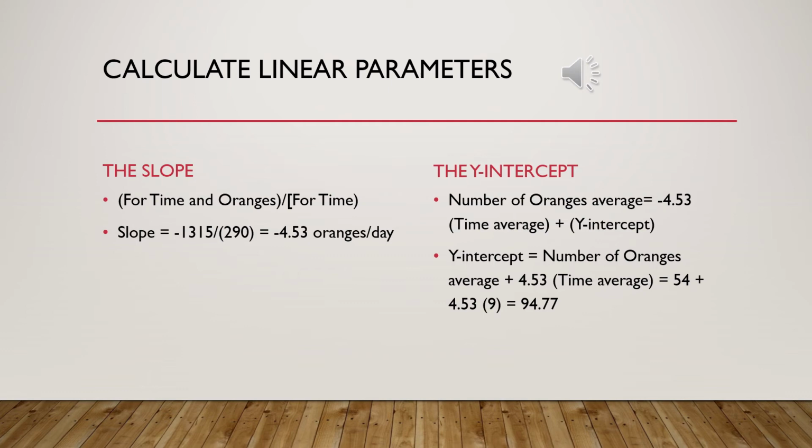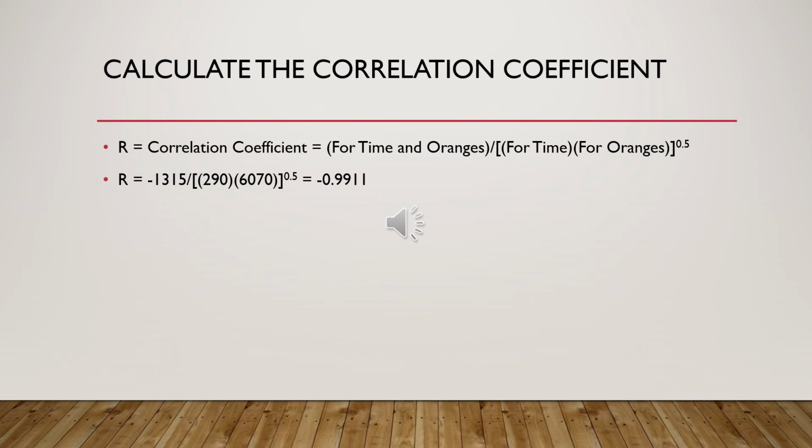The next parameter to calculate is the correlation coefficient, and the correlation coefficient is important to give us the strength of the relationship that exists between the response and the predictor variable. The response here is the number of oranges left in the refrigerator, and the predictor variable here is the time. Again, we're using those difference sums in the calculation, and I put the equation here. Notice the power of one half is simply taking the square root of the terms. If you do the algebra, you end up with negative 0.9911.